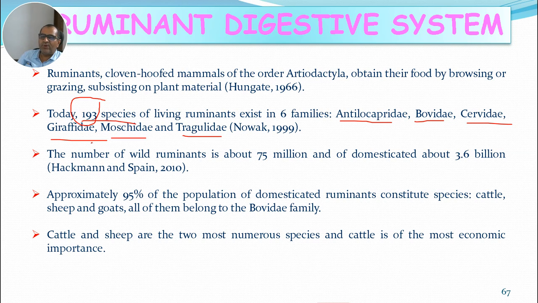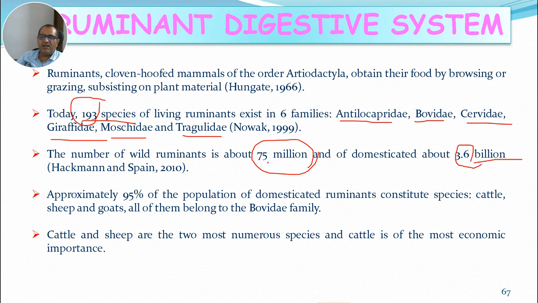The number of wild ruminants is 75 million today. Then domesticated is more. So these two figures one needs to remember. 75 million is a small number compared to the domesticated 3.5 billion. Of course, it's a billion.